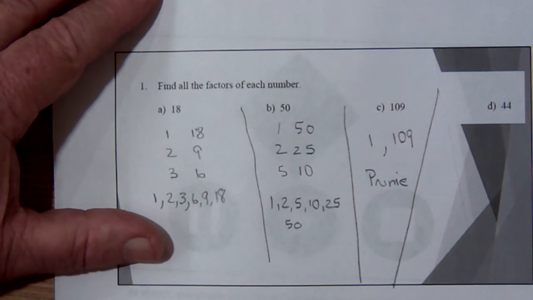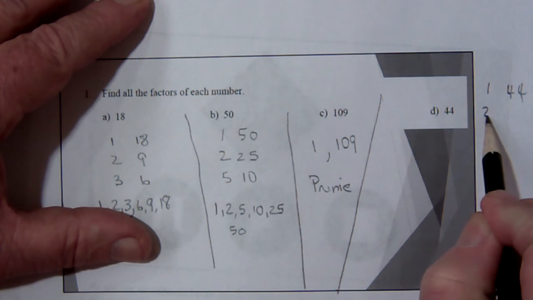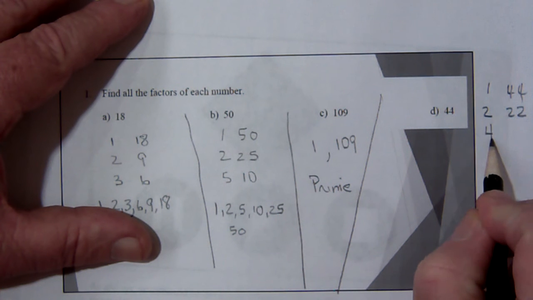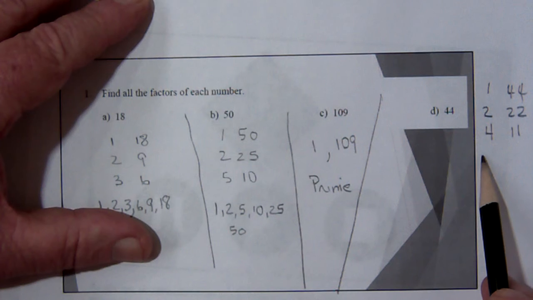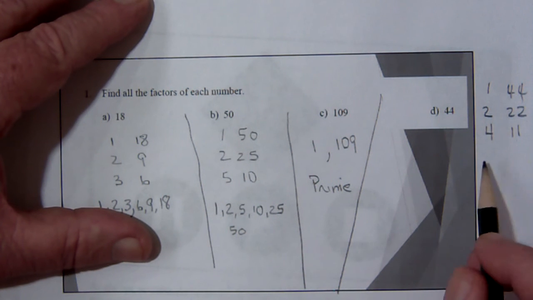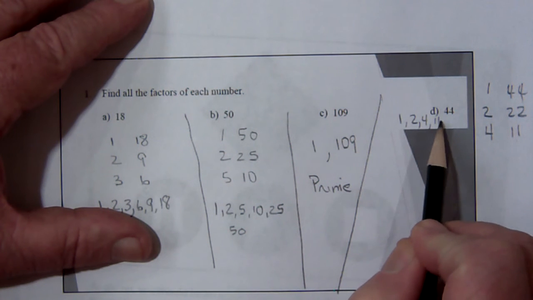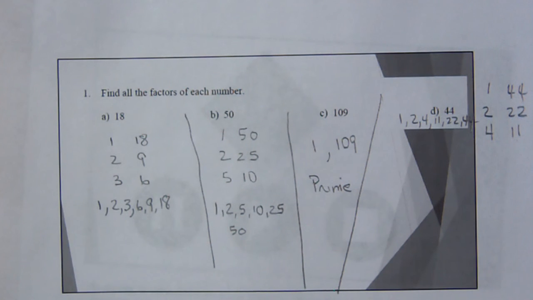The last example is 44, and 44 is going to be 1 and 44. It is 2 and 22. 3 doesn't go into it, but 4 does. 4 goes into that 11 times. And if you start checking 5, 6, 7, 8, 9, and 10, they don't go into it, so 11. So these are all the factors of 44: 1, 2, 4, 11, 22, and 44. So we end up with several factors there.